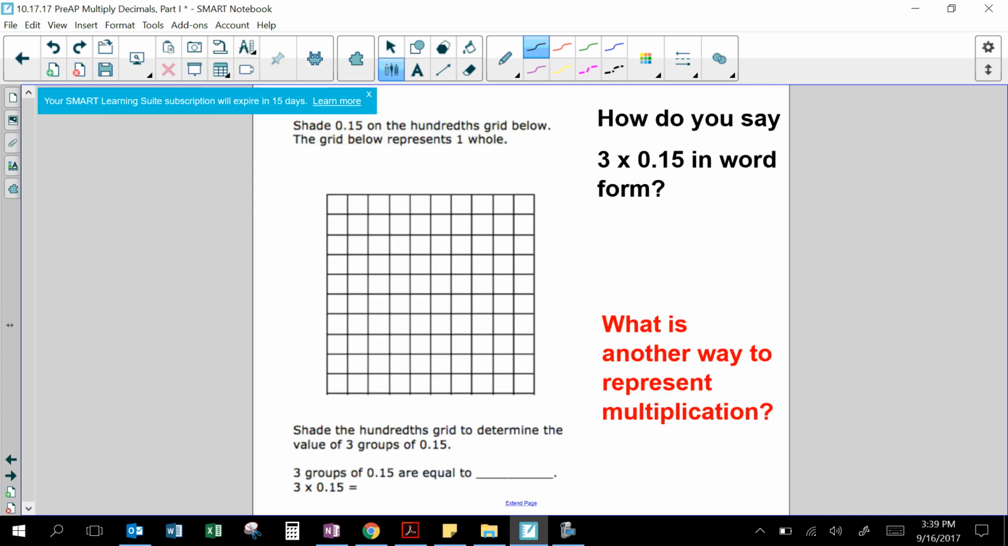So let's get to the foundation. Shade 15 hundredths on the hundreds grid below. The grid below represents 1 whole. So shade the 100 grid to determine the value of 3 groups of 15 hundredths. So here's one group of 15 hundredths, here's the second group of 15 hundredths, and here's the third group of 15 hundredths. So 3 groups of 15 hundredths are equal to 45 hundredths. So 3 times 15 is 45 hundredths.